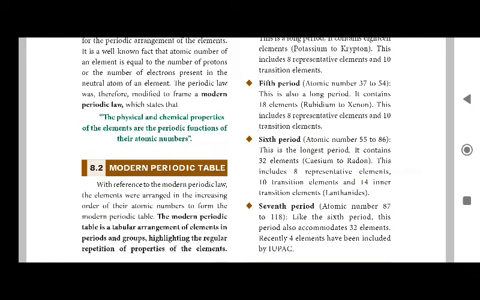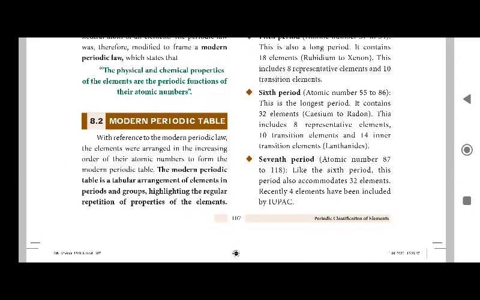What is the modern periodic law? Physical and chemical properties are a function of their atomic number. How do we give roll numbers? By alphabetical order. Similarly, these elements are given atomic numbers based on their number of protons. The number of protons gives you the atomic number. So the number of protons can also be called the roll number for the elements.